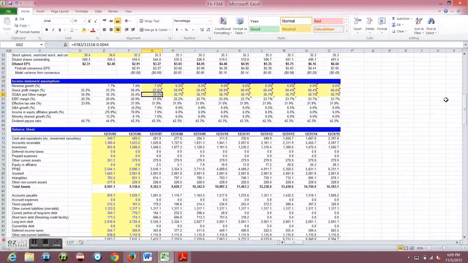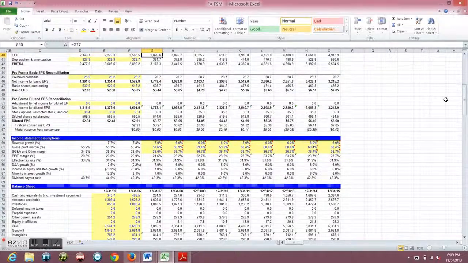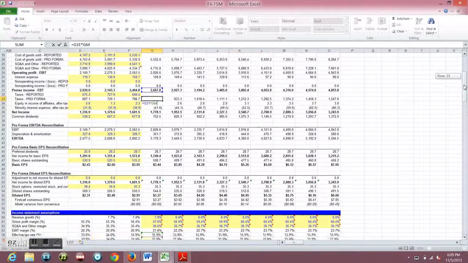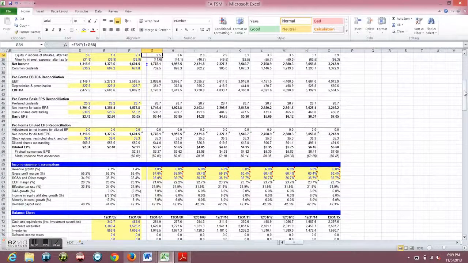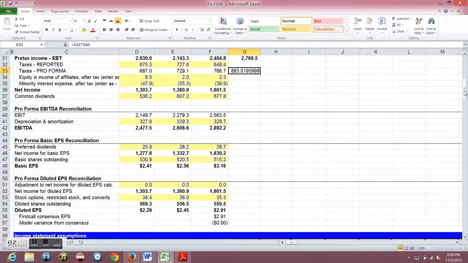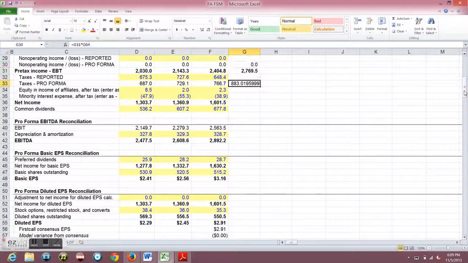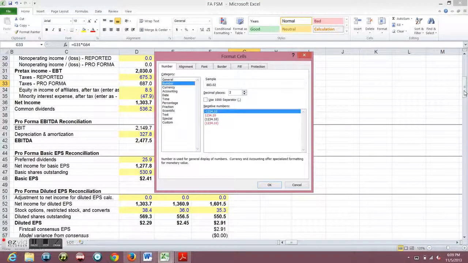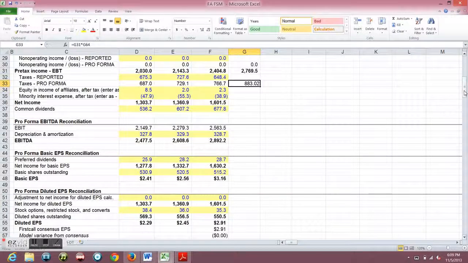Let me see if this is it. Taxes. Yeah, that's how I calculated it. Let me see. I just multiply by now. Yeah, okay. I just wanted to make sure because I don't want to teach you guys anything wrong. As you can see, there are a lot of decimal places. We're just going to fix that by pressing Control 1, and you're going to have a Format Cells window pop up. And you just go to Number, go to 2, and just press enter. And then you have that.